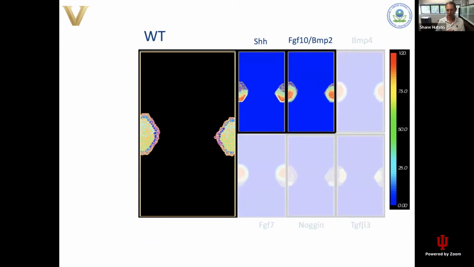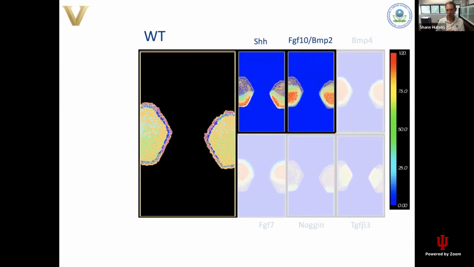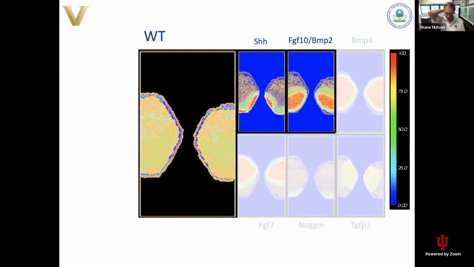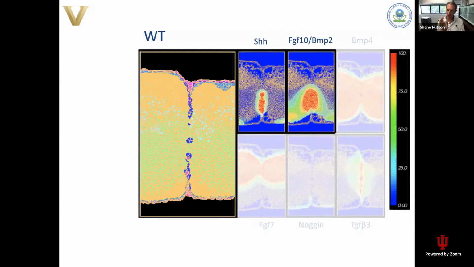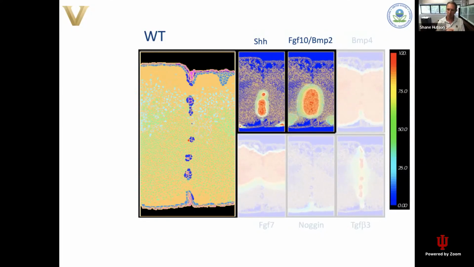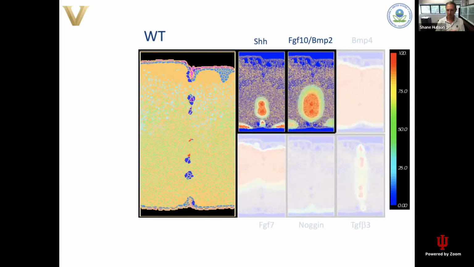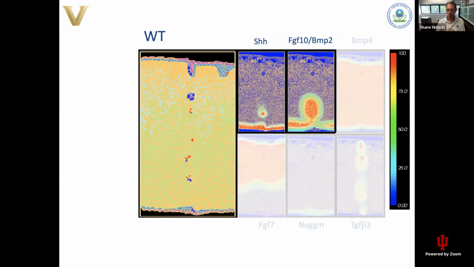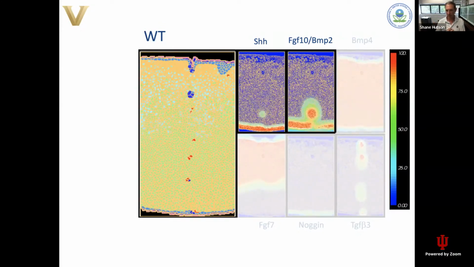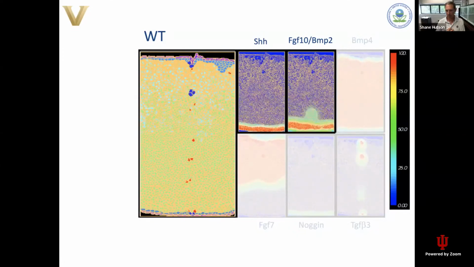And so you can see how these things would just focus on that positive feedback loop between Sonic Hedgehog and FGF10. You can see that they sort of localize together or next door to one another, and eventually end up just in the oral part of the mesenchyme.